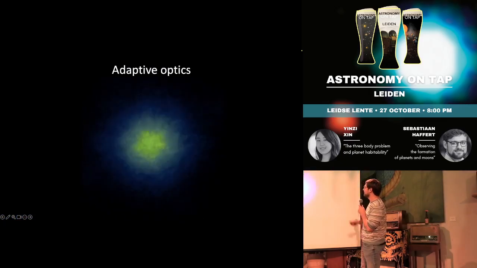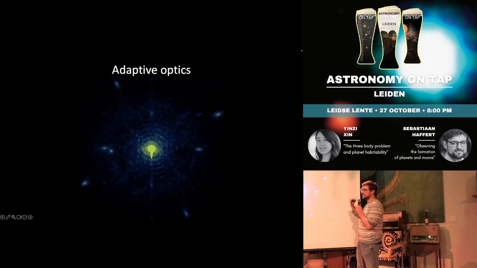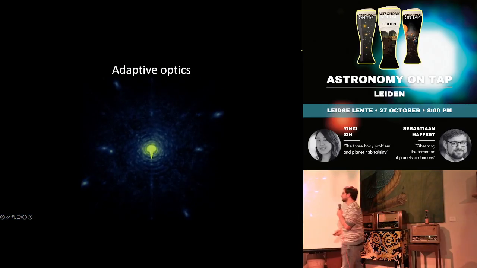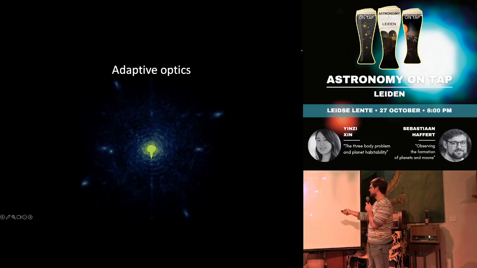So here you can see it in real life. In the beginning you see a lot of turbulence, and in the end we turn on the system and we get a nice sharp image. It's a little bit saturated, but it's still a nice image. I will do it again.